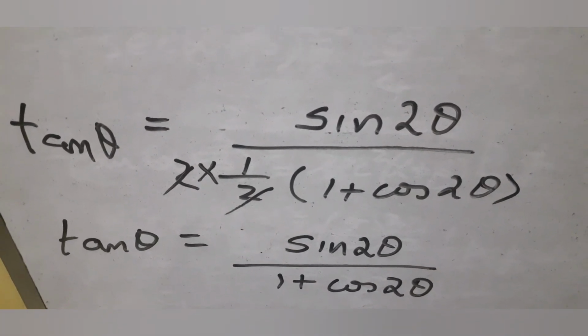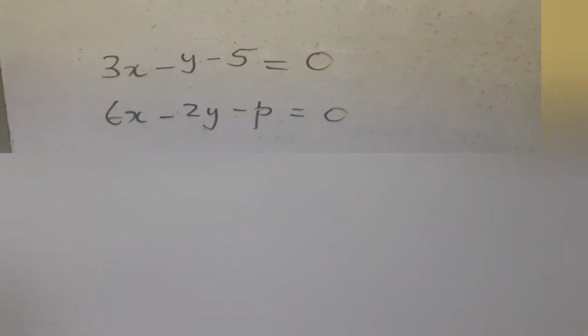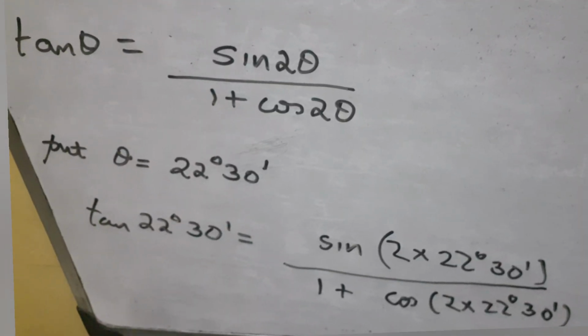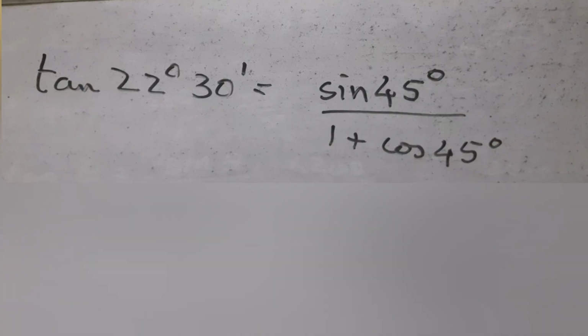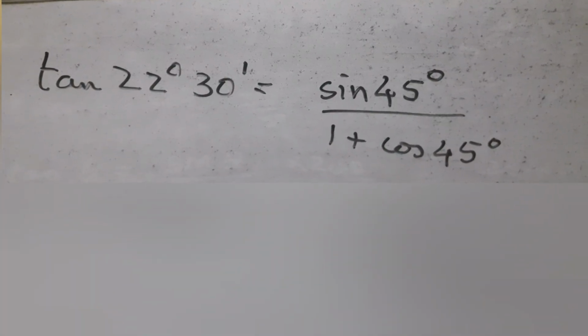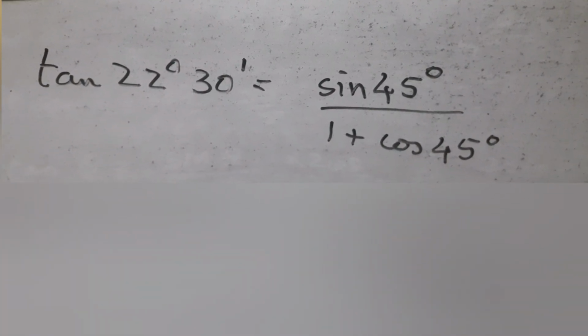Replace theta with 22 degrees 30 minutes. Note that 2 times 22 degrees 30 minutes is 45 degrees. So tan 22 degrees 30 minutes is sin 45 degrees, the whole divided by 1 plus cos 45 degrees.